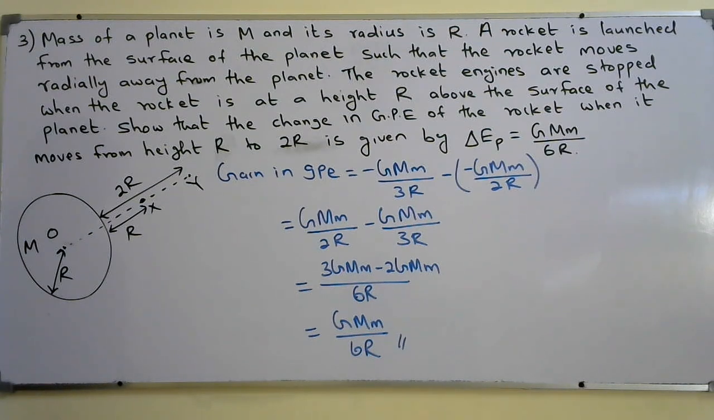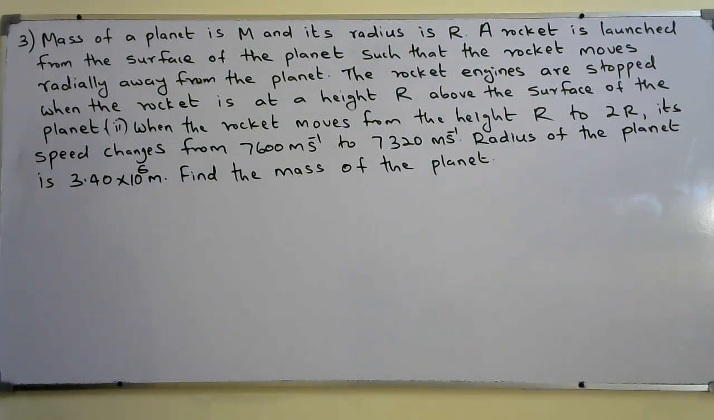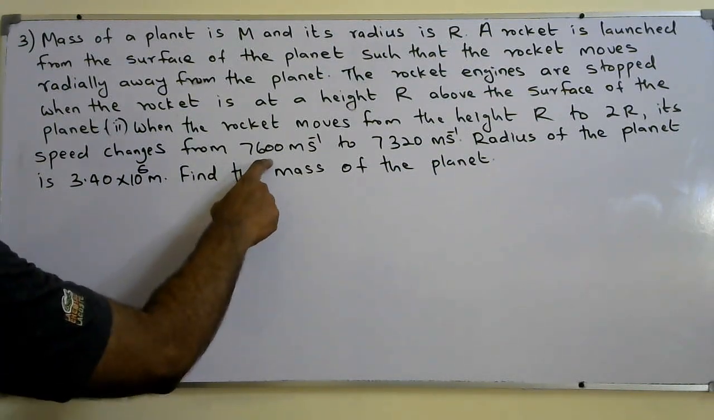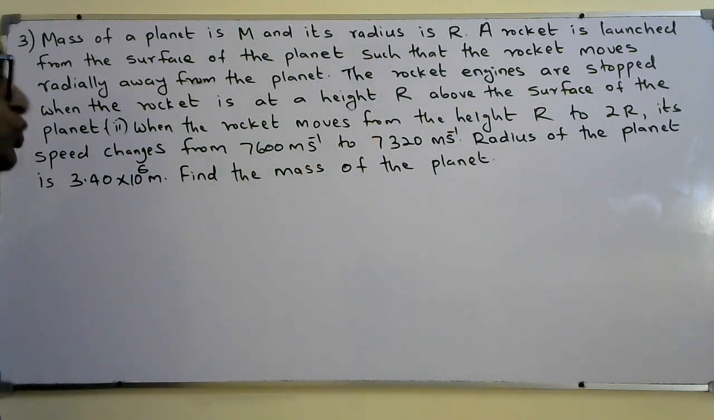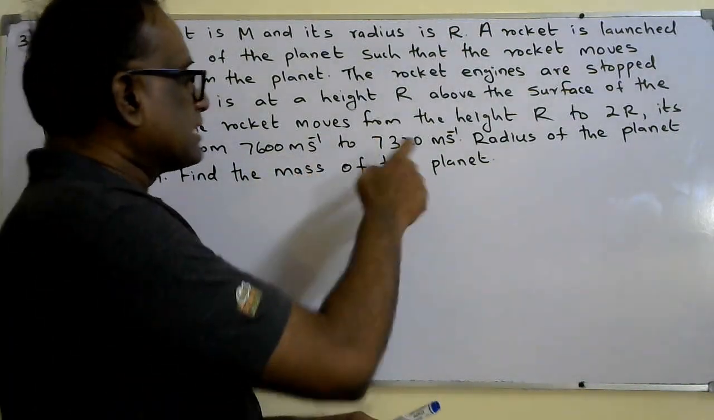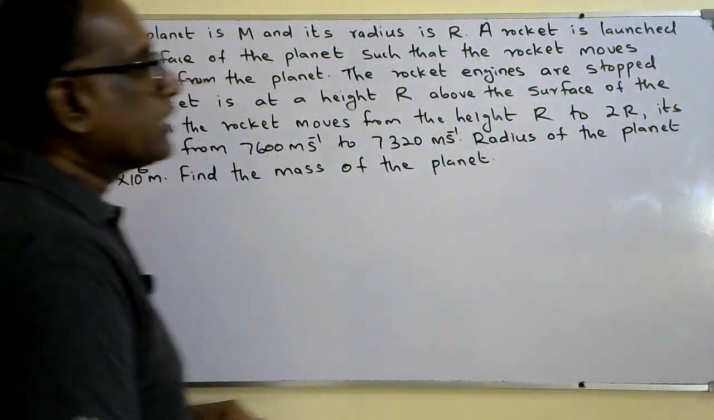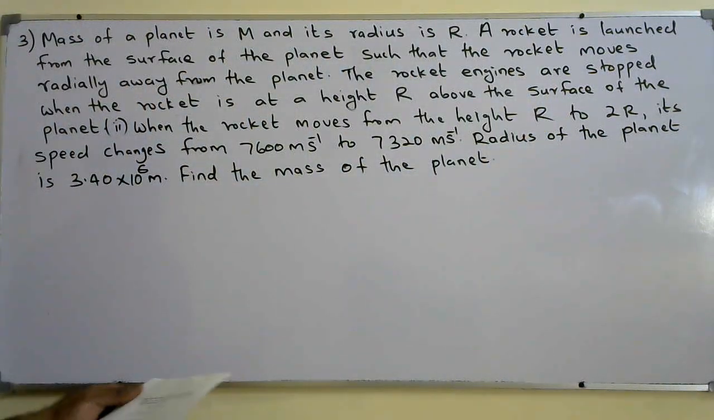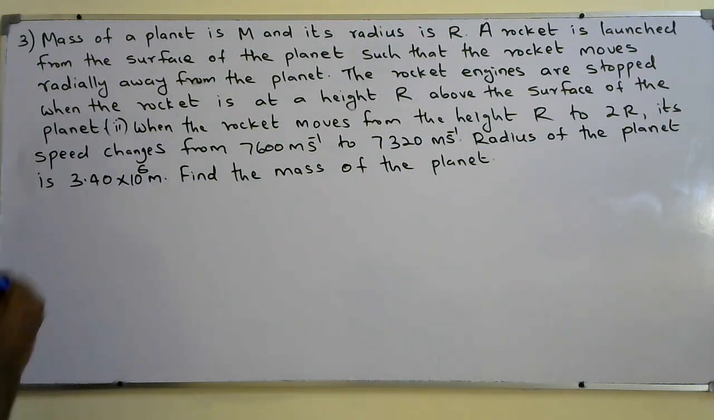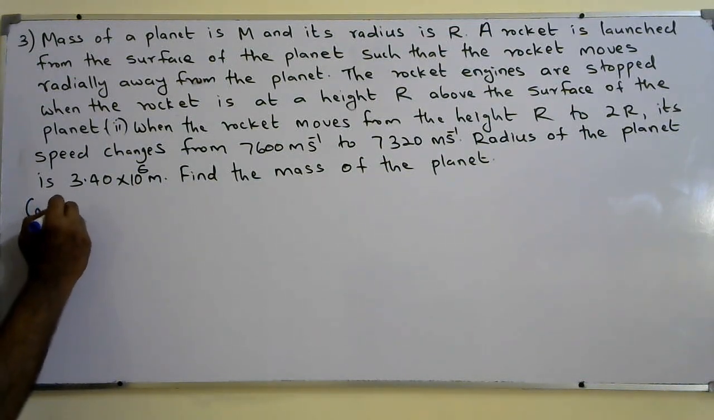Okay, the same question, second part. When the rocket moves from the height R to 2R, its speed changes from 7,600 meters per second to 7,200. So it's gaining GP. You can see the speed decreasing means it's losing kinetic energy. We got an expression for the loss and gaining GP. We can write gaining GP, gravitational potential energy, equal to loss in kinetic energy.